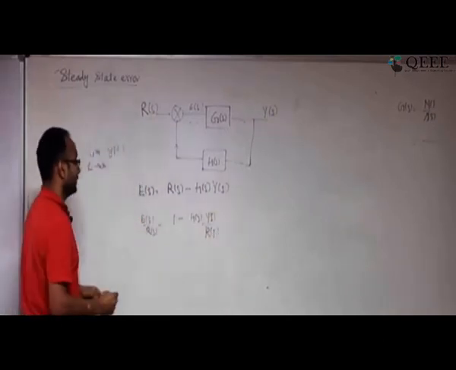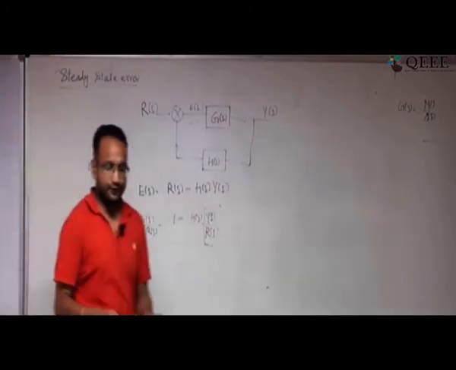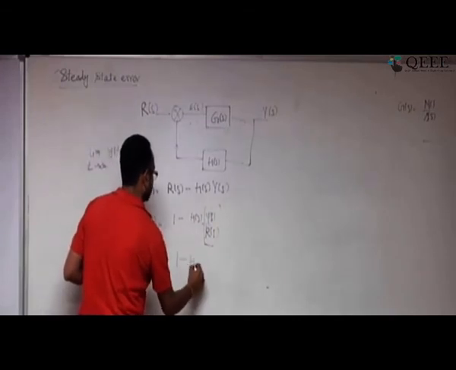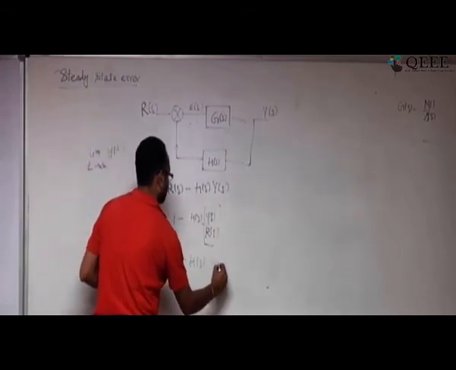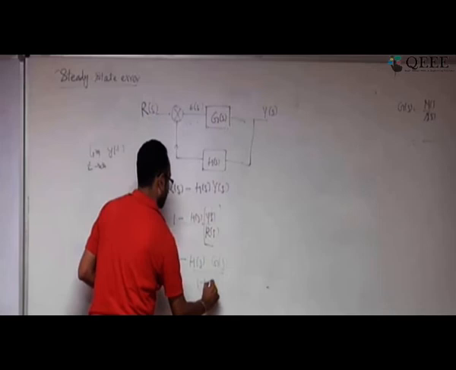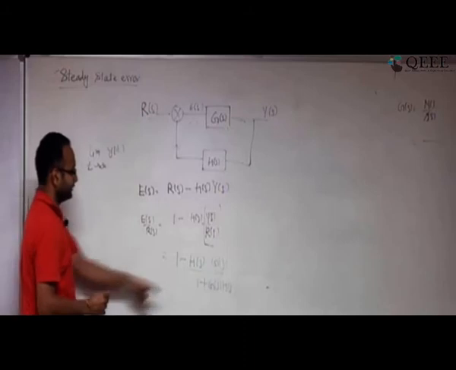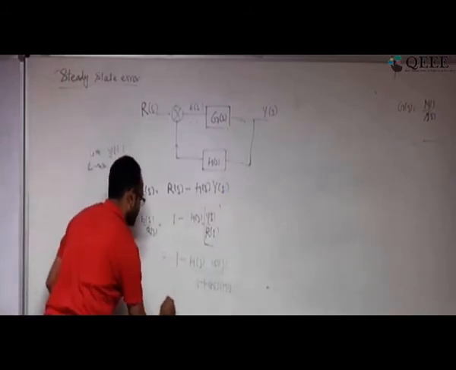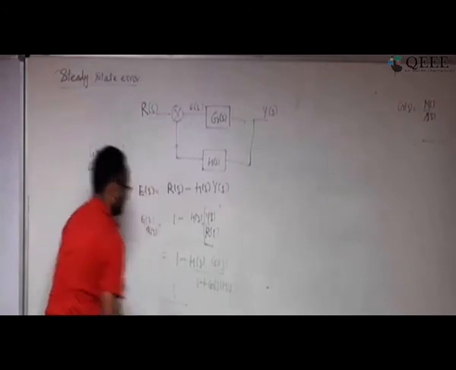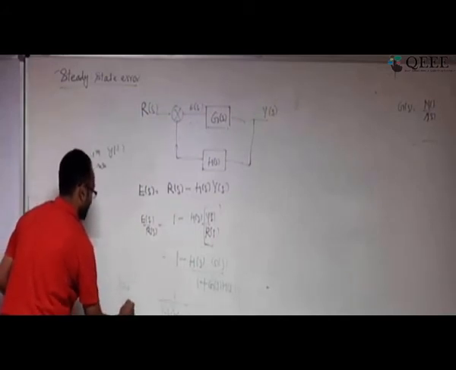Now what is this? Y by R is your transfer function. So I can write this in a form equal to 1 minus H of S, E of S, upon 1 plus E of S, H of S. If you solve it, this term will get cancelled out. I am going to get 1 by 1 plus E of S, H of S. So this is going to be E of S by R of S.